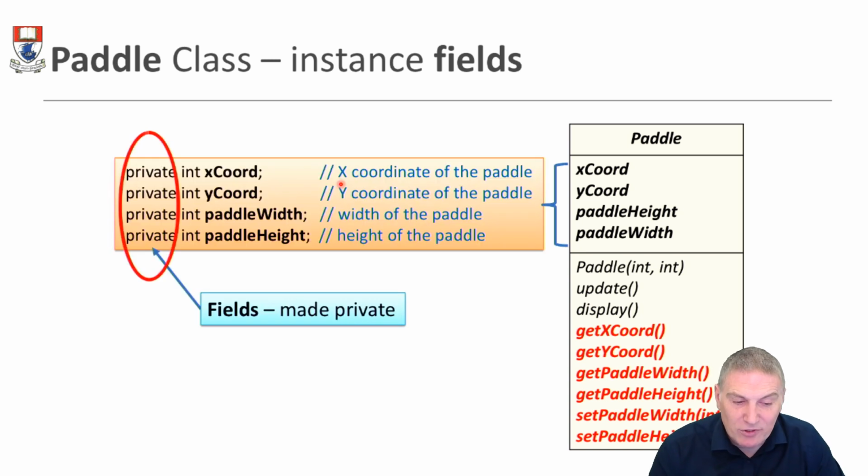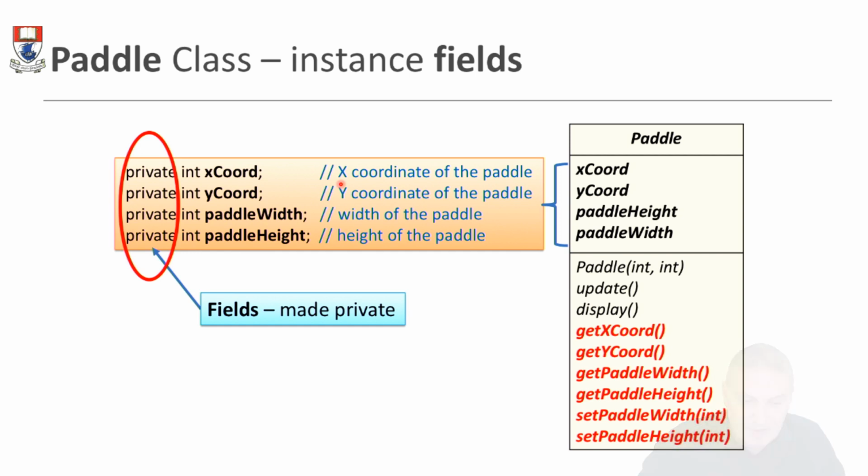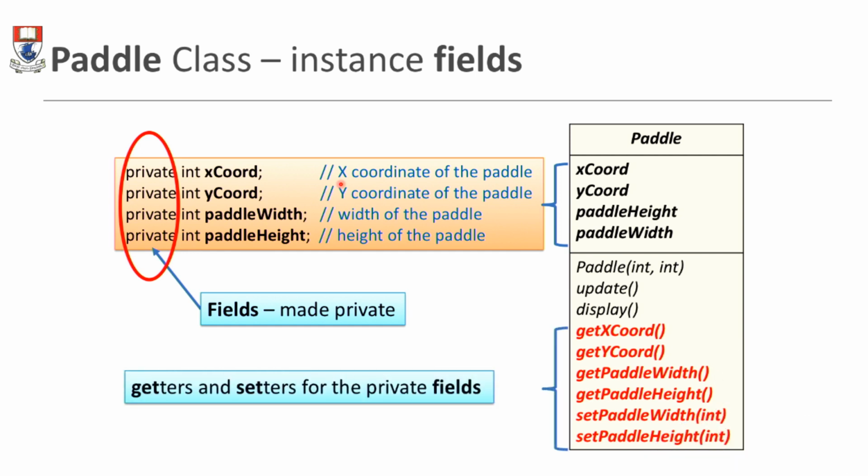So just like with the ball, the paddle class is going to have some private fields. They're made private: the x coordinate, y coordinate, the paddle width and height. These fields are made private using the private keyword. Okay, again, stuff we covered in week 4 and 5. Because they're private, we then need to create methods to be able to access them. So we have the getters and setters for these private fields. So we've got get x coordinate, get y coordinate, get paddle width and height, and then set the paddle width and height.